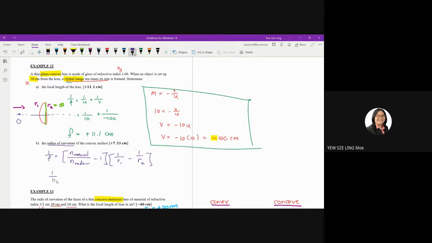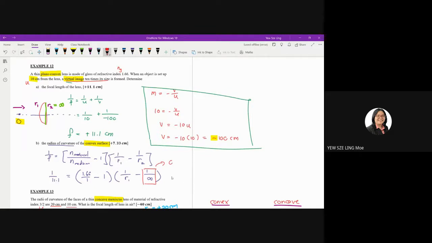So you have 1 over 11.1 equals 1.66 over 1 minus 1, and then 1 over R1, which is the value that we want to determine, the convex surface, minus 1 over infinity. Since it asks you to determine the convex surface, you have no choice but to place the object so that the light ray hits the convex surface. So 1 over R1 minus 1 over infinity. 1 over infinity will give you 0.